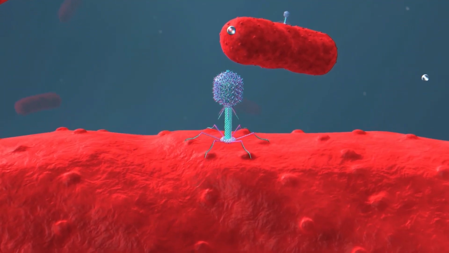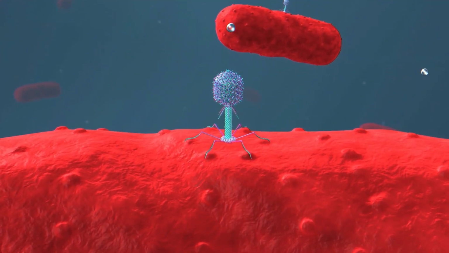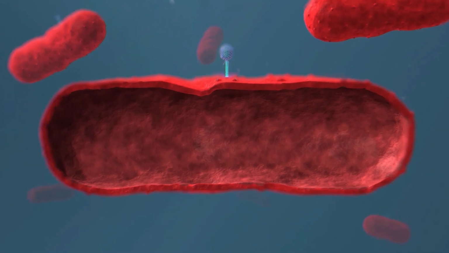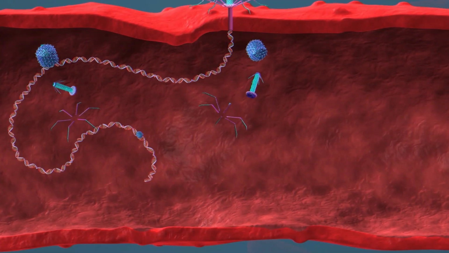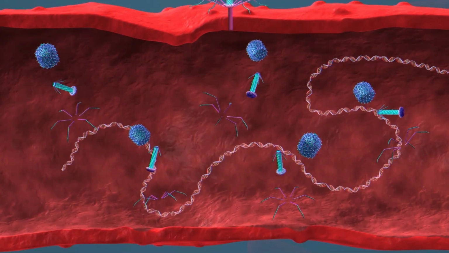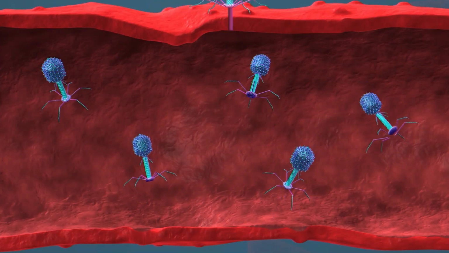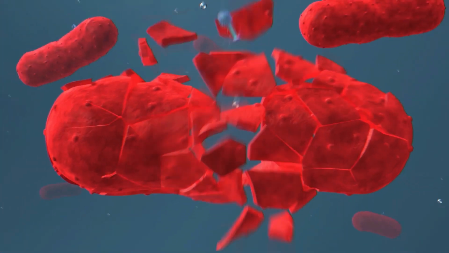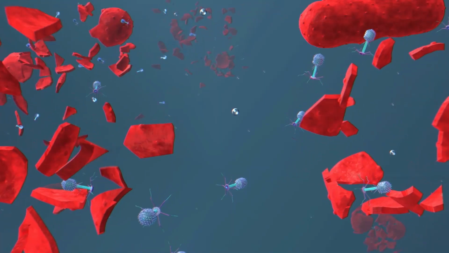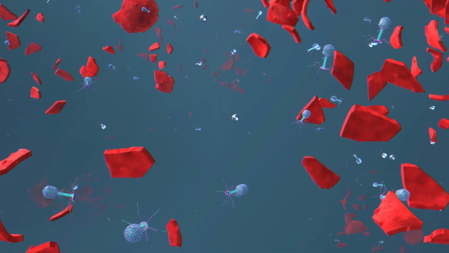So they bind or attach to the bacterial cell surface using receptors that I'm going to talk about later. They inject the genomic material inside. They take over, or hijack, the replication machinery of the bacterial cells. They make their own particles and bang, they lyse and burst the cells open. And each bacteriophage goes and infects neighboring cells.